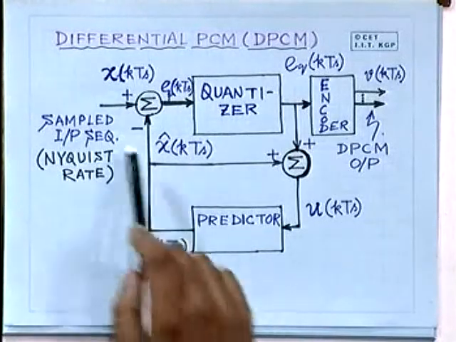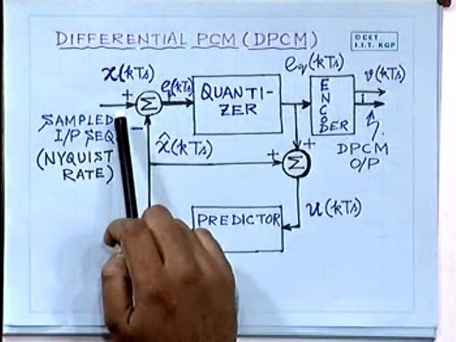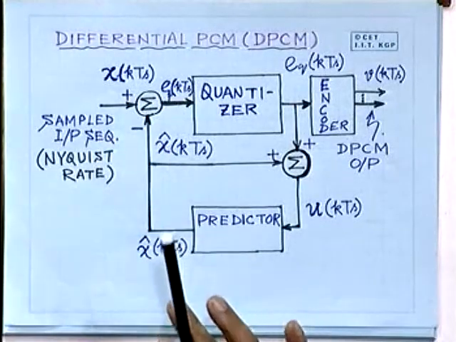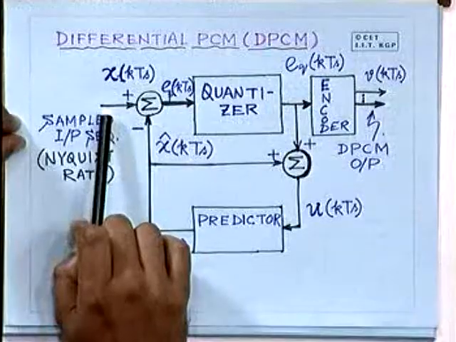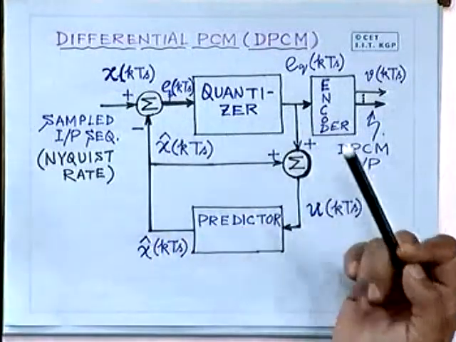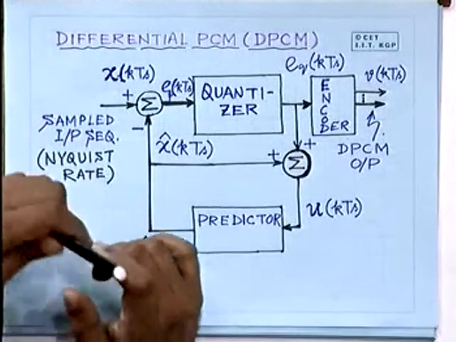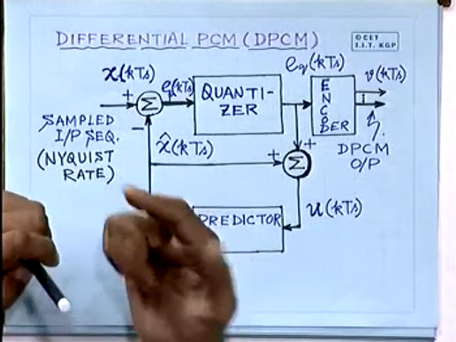As you can see, this is the input point, and the input that I am considering is the sampled input speech signal, sampled at a rate nominally at the Nyquist rate or a little bit higher. Typically for speech, maybe 8 kilo samples per second. That's the input to this DPCM coder, or differential pulse code modulator equivalently. I am calling this input x(kTs). What do I mean by that? This is the kth sample. k is a running variable.